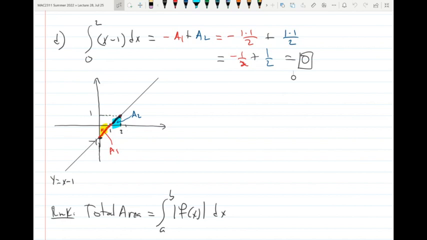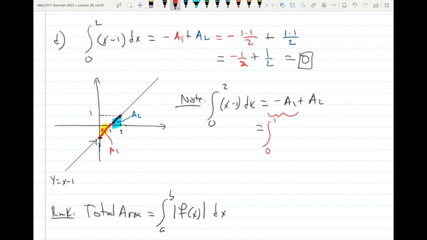Now, how do we compute A1? You can think of A1 as the integral from 0 to 1 of the function. So note, we said that this was negative A1 plus A2. But A1, or negative A1, can be understood as the integral from 0 to 1 of a function. And then A2 can be understood as the integral from 1 to 2 of the function.